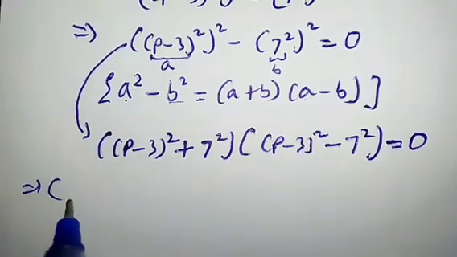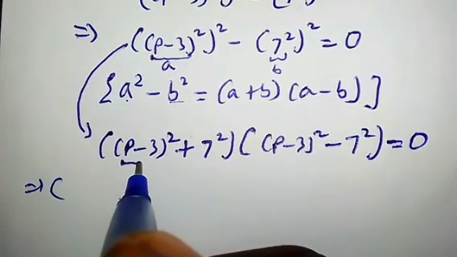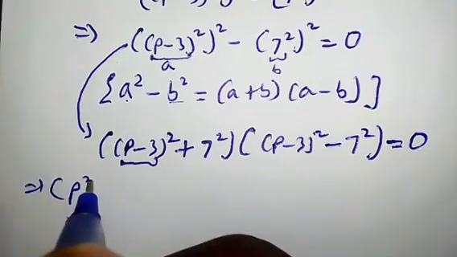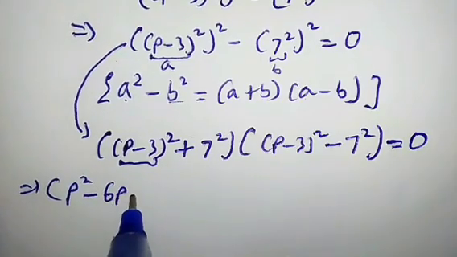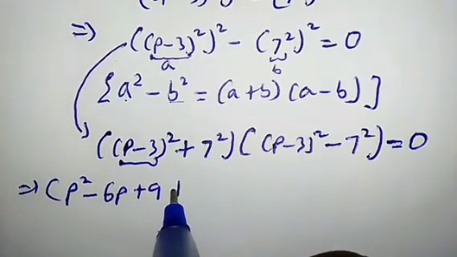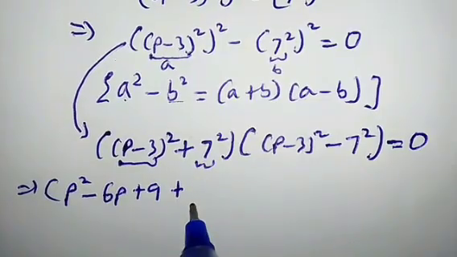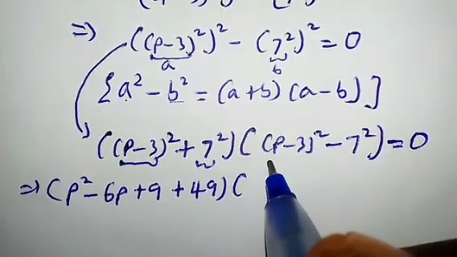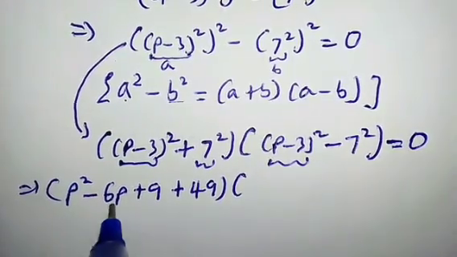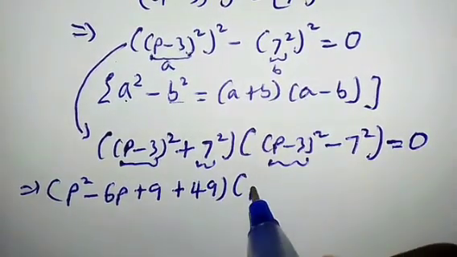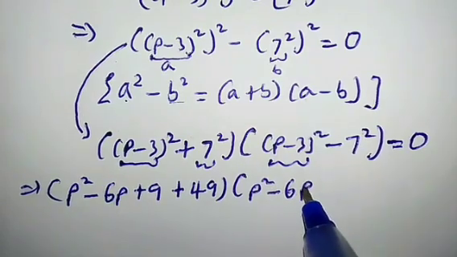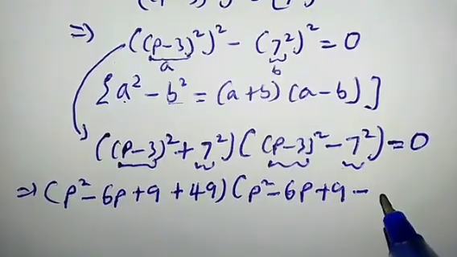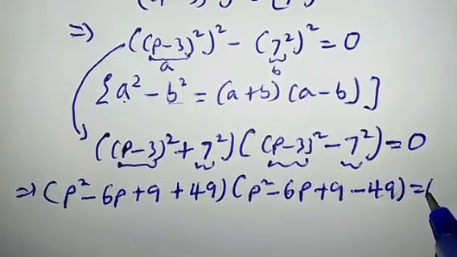This implies that, if you expand (p - 3)^2 very well, you're going to have p^2 - 6p + 9, plus what is 7^2? 7 times 7, 49, times, if you expand this also very well, you have the same thing, p^2 - 6p + 9, minus what is 7^2? That is 49, equal to 0.